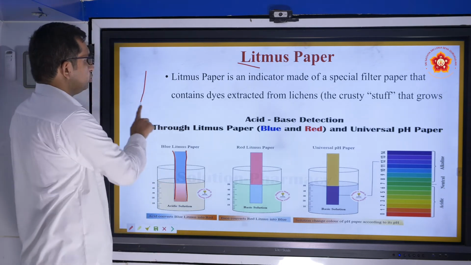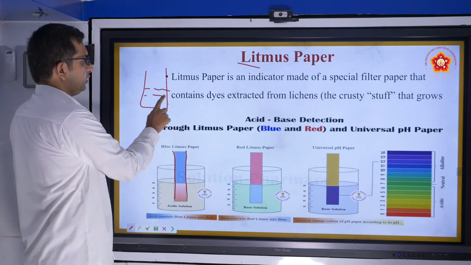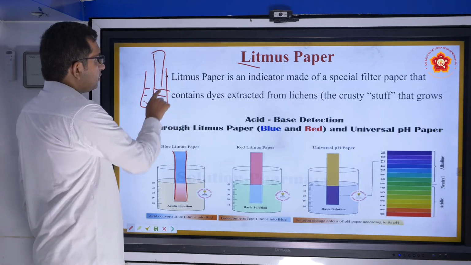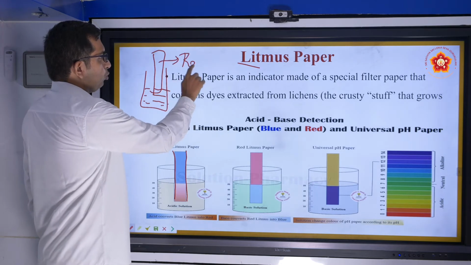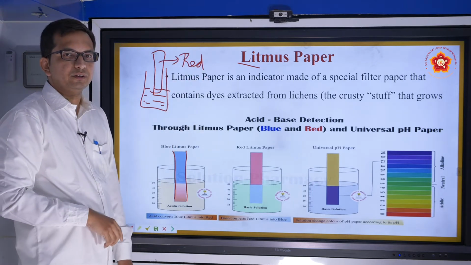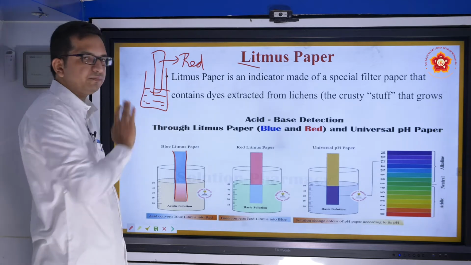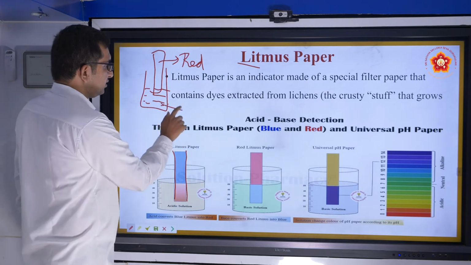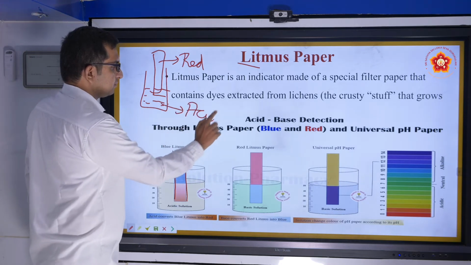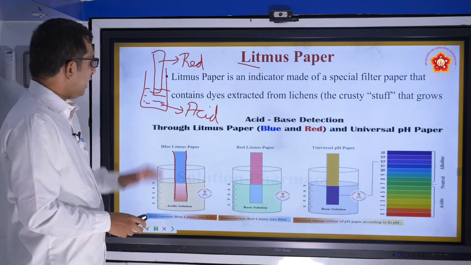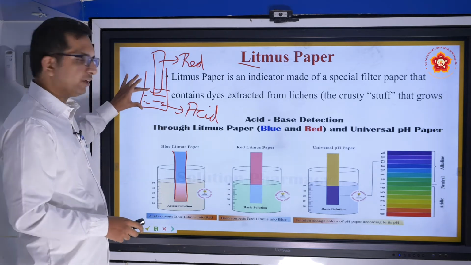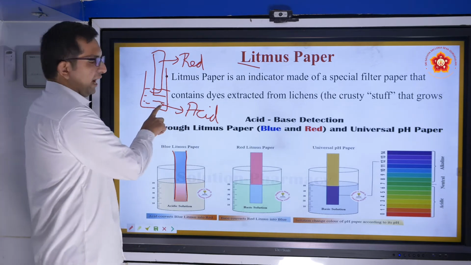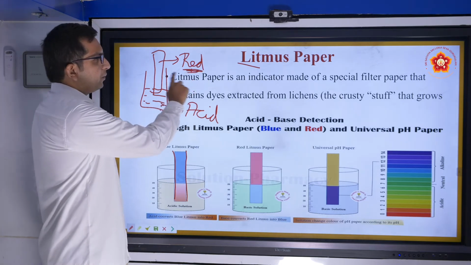Suppose in a beaker you have some solution. If I put a red litmus paper in this, and it retains red, the color of the paper does not change at all, then it indicates that this solution could be acid. Let me repeat it once again. I have assumed that I have some liquid in this and I have put red colored paper. If this is acid, the color of this paper will remain red.